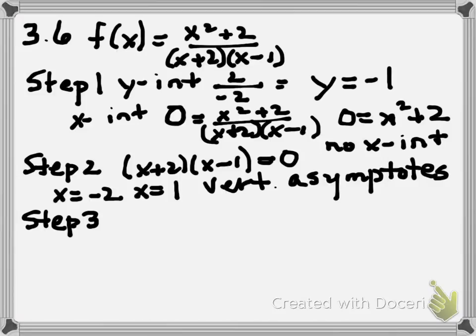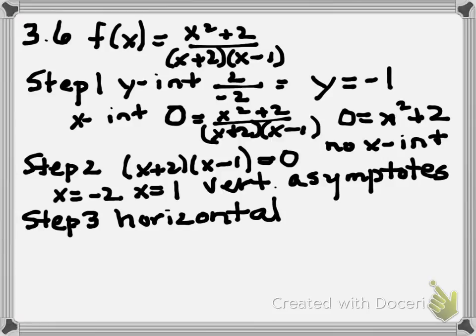Now, to find the horizontal asymptotes, it's a very simple rule that you follow. If the degree of the numerator is greater than the degree of the denominator, there is no horizontal asymptote. If the degree of the numerator equals the degree of the denominator, then we're going to get a horizontal asymptote equal to the ratio of the coefficients of the numerator and denominator, and I'll explain that. And if the degree of the numerator is less than the degree of the denominator, we get a horizontal asymptote of y equals 0.